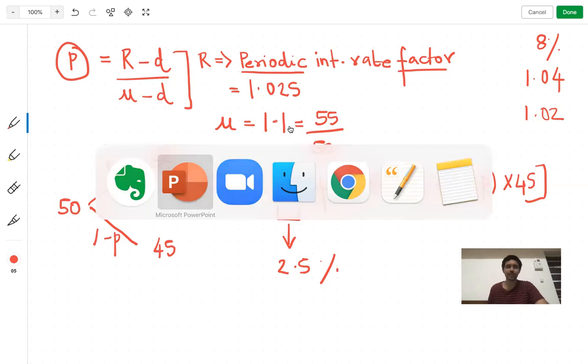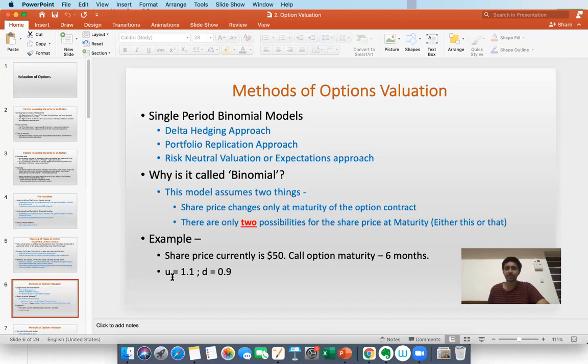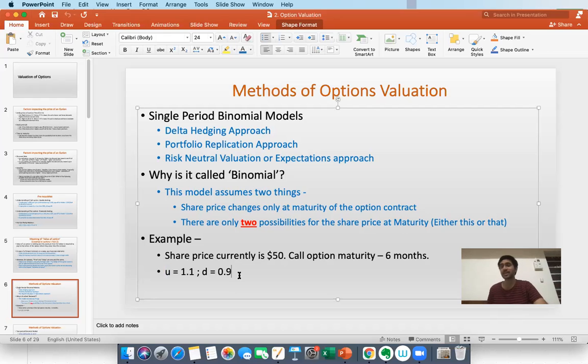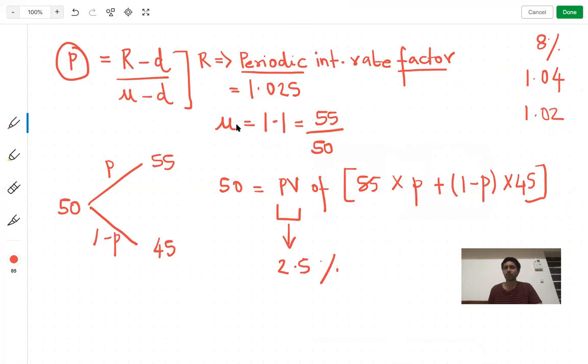Just to refresh your memory, if I come back, if you're able to see this, we took an example where U, the upside factor, was 1.1 and D, which refers to the downside factor, is 0.9. So U for us is 1.1 and D is nothing but 45 divided by 50, which is equal to 0.9. Of course, what we did earlier was we assumed D to be equal to 0.9 and then arrived at 45. Over here, we are calculating D by assuming that 45 is given.